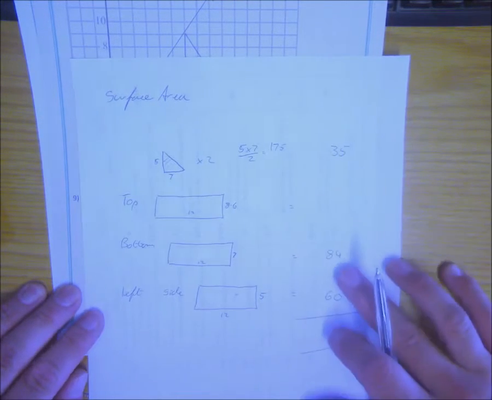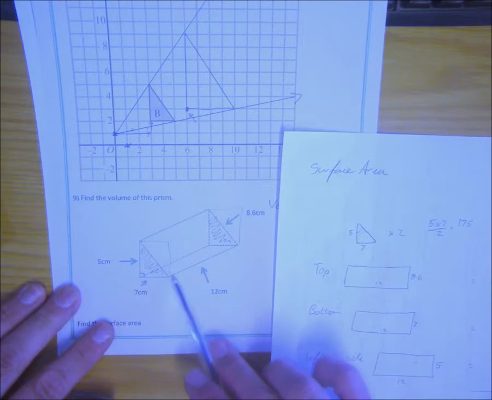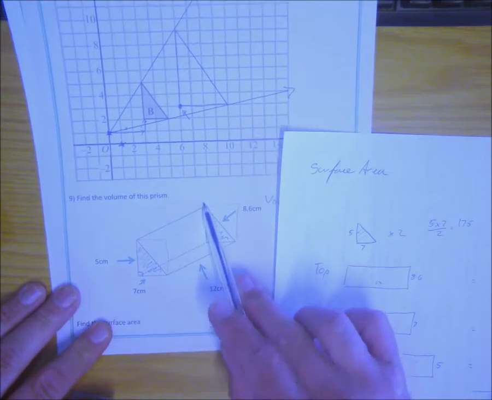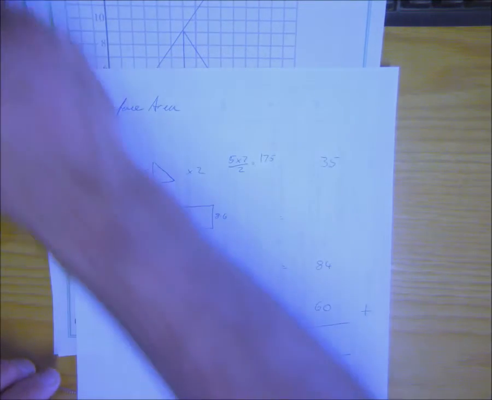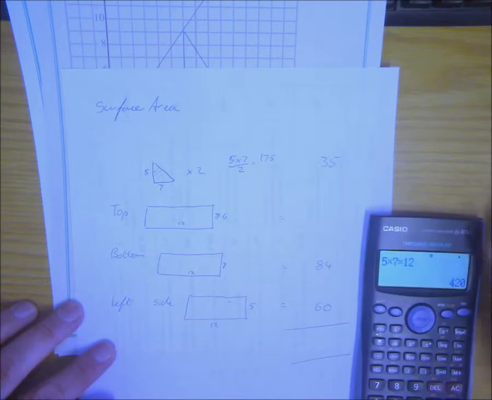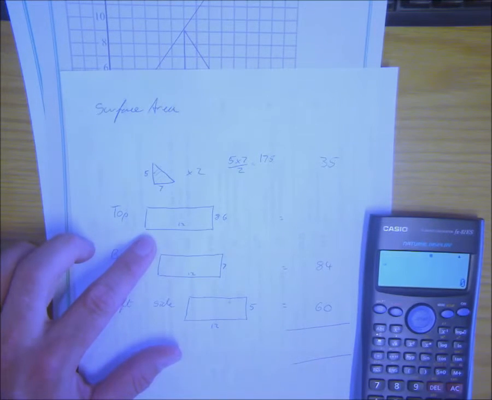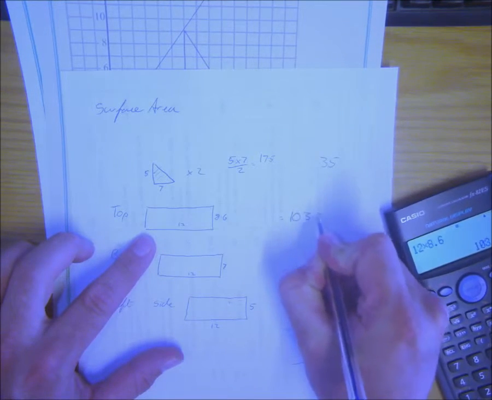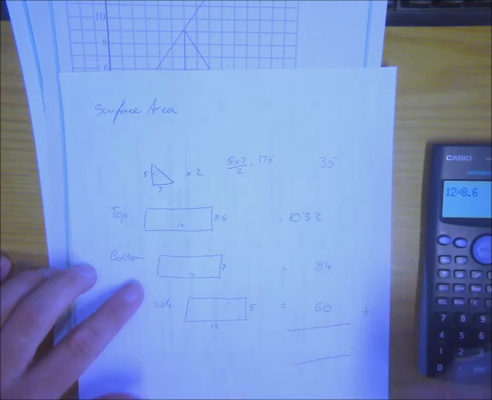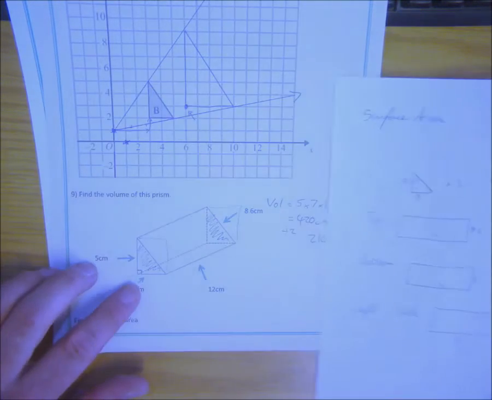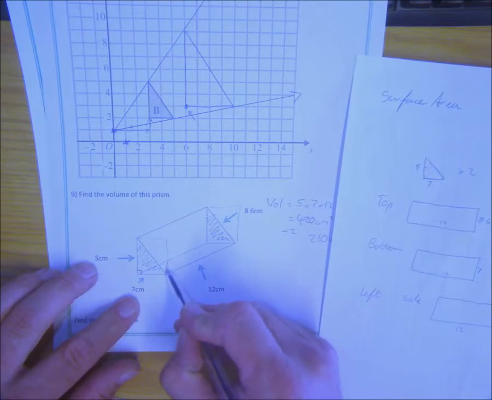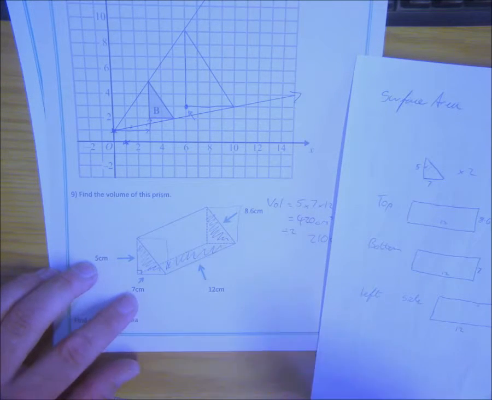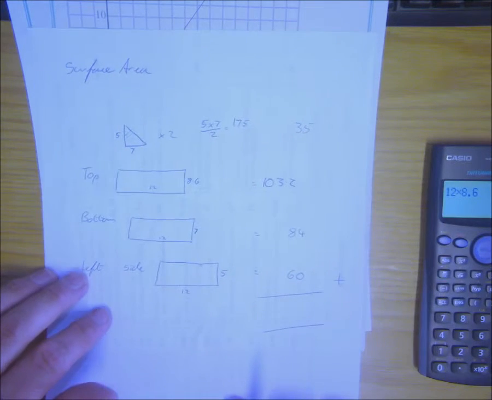The top is a big rectangle, which is 12 along and 8.6 high. So the area of that top will be 12 times 8.6, which is 103.2. The bottom is another rectangle. It's still 12, but it's only 7 wide, so that's 7 times 12 is 84.